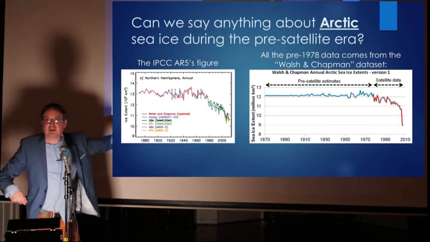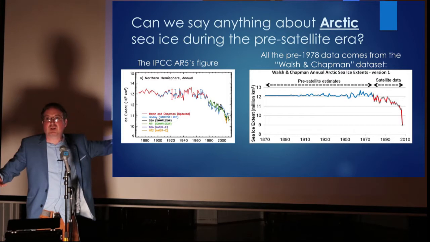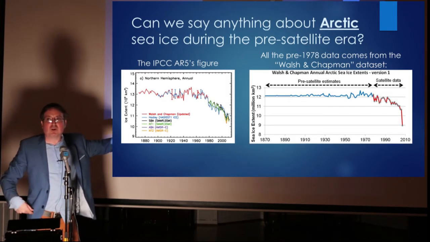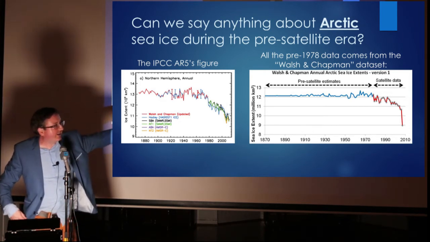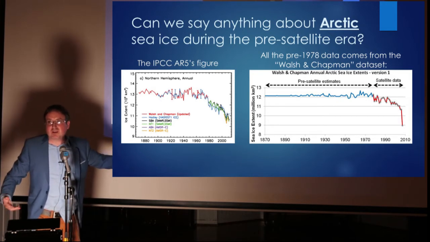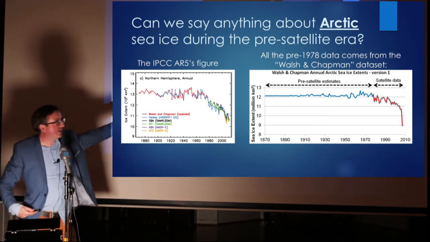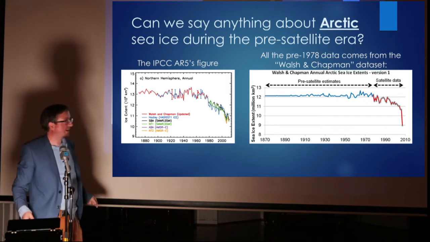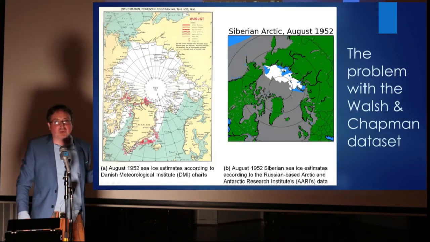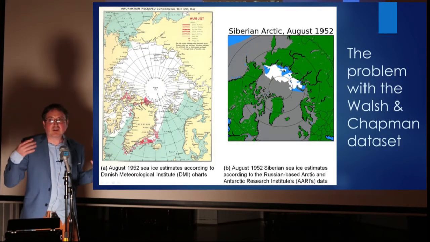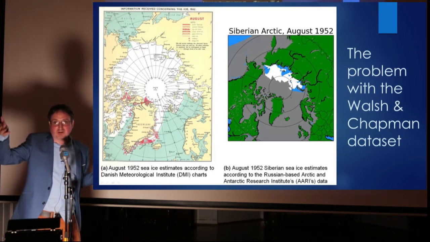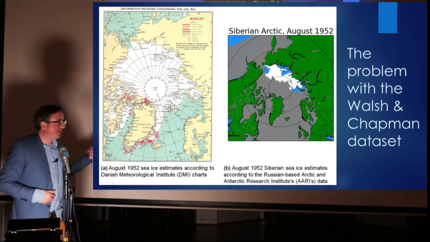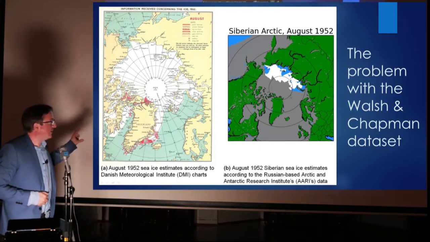If you were comparing apples to apples, then you would say, wow, this is a really incredibly dramatic decline post-1970. And that's what the IPCC implied. But let's look at the Walsh and Chapman on the next slide. There is a problem with the Walsh and Chapman. We discuss it in more detail in the Hydrological Sciences Journal paper, but this is just one of the key points.